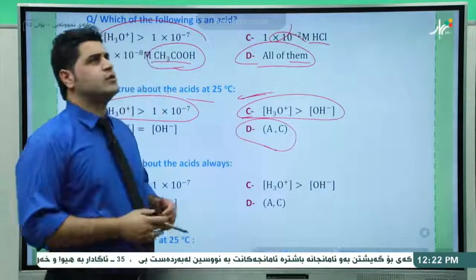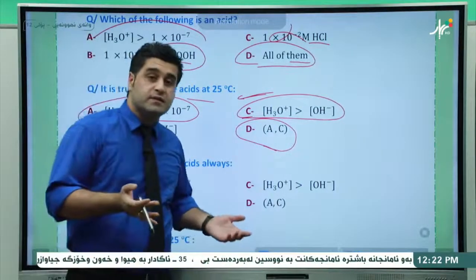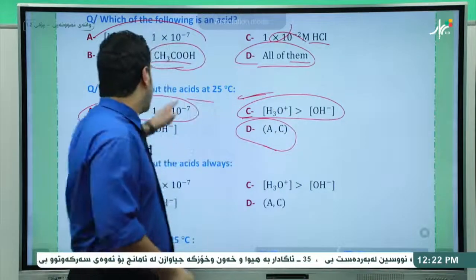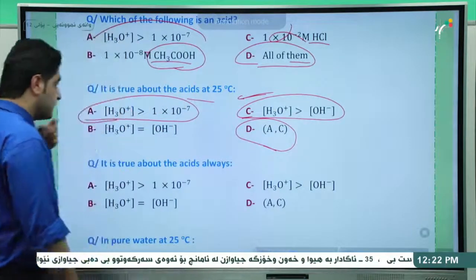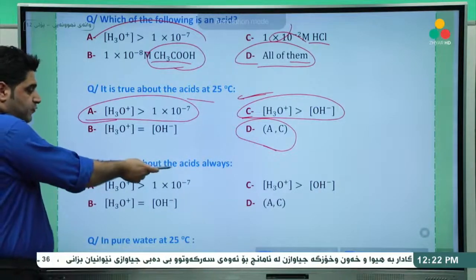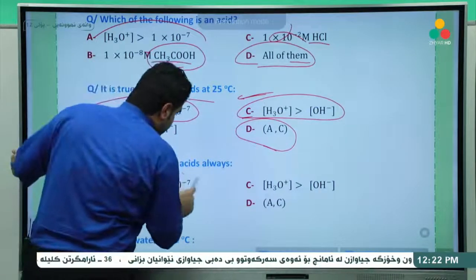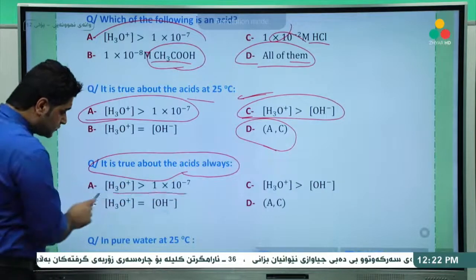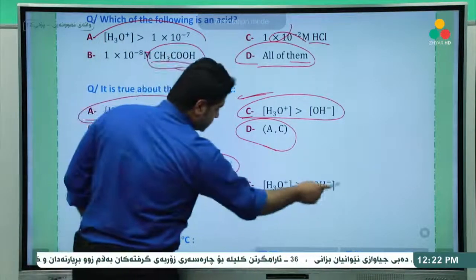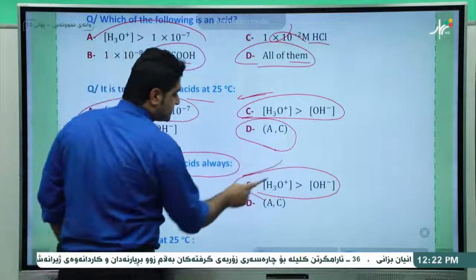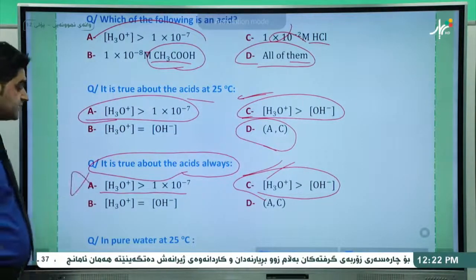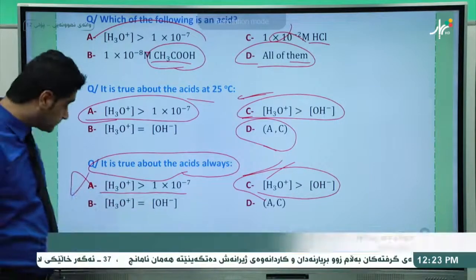Well, when we say it's always true, it means even at 25 Celsius degree. It's always true, and it's true at 25 Celsius degree. But what will happen if the question says it's true about the acids always? Well, it relates to the 25 Celsius degree, and it's always true. So the right answer is C. It's only true at 25 Celsius degree. It's not always true.